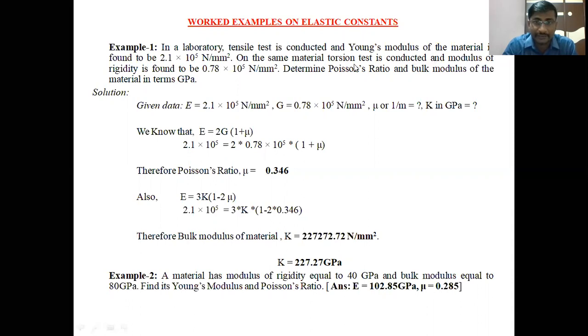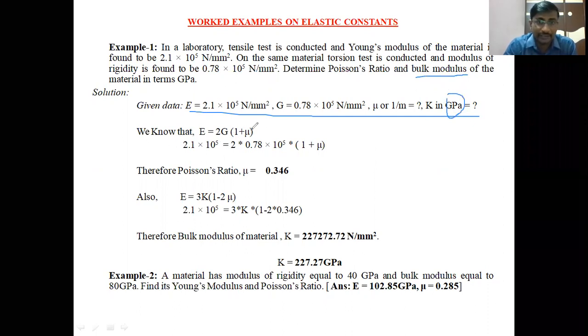Another test is the torsion test, that is, a twisting test, which is conducted in the laboratory. On the same material, the torsion test is conducted and the modulus of rigidity is found to be 0.78 into 10 to the power of 5 newtons per mm square. This is the E value, this is the G value. Modulus of rigidity, or rigidity modulus, is the G value. Then determine the Poisson's ratio and bulk modulus of the material in terms of GPa. So here we have to find Poisson's ratio and bulk modulus, the capital K value. This is the given data. K must be represented in GPa, so you have to find K in gigapascals.